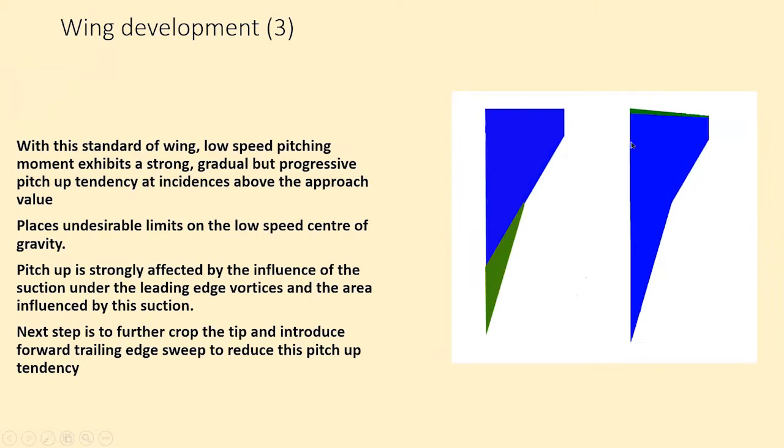Now, that standard of wing actually has quite a strong gradual but progressive pitch-up tendency, and that puts limits on the center of gravity you can use at low speed. The aerodynamic center and the pitch-up is quite a lot affected by the suction underneath these leading edge vortices and the area which is affected by that suction. So the next step was to crop the tip a little bit and sweep the trailing edge forward, add a little bit more, and that helped to reduce the pitch-up.